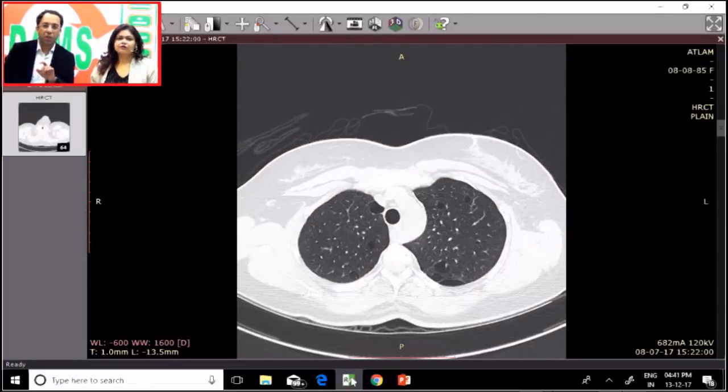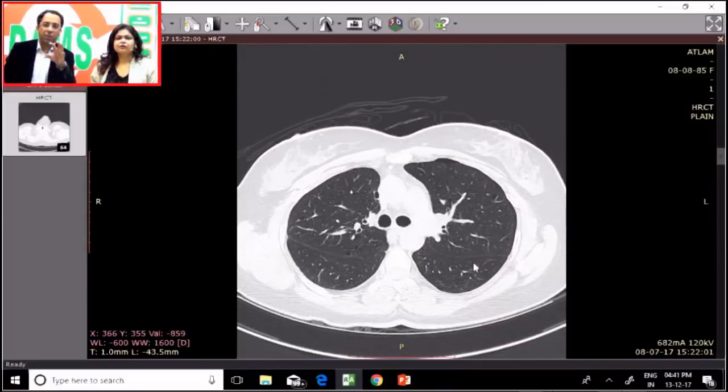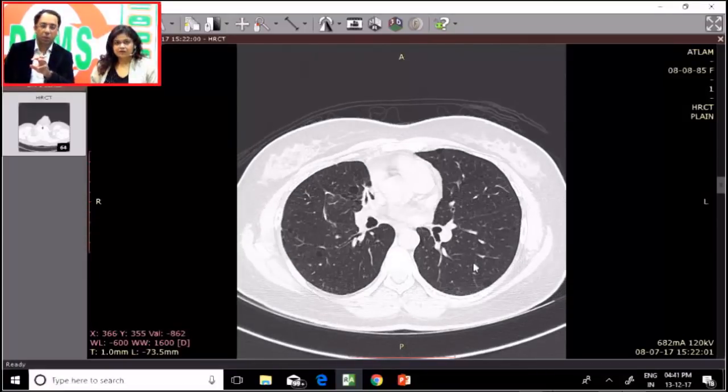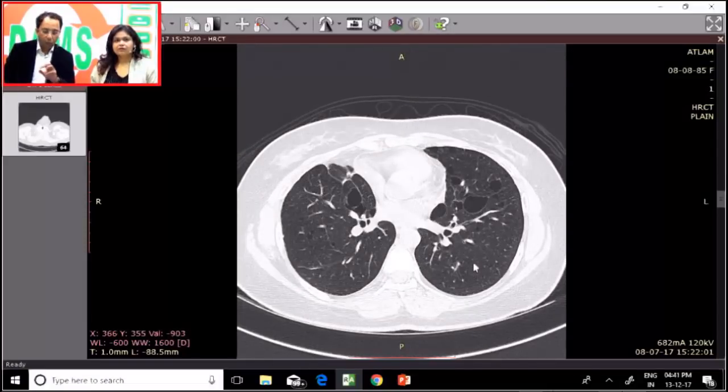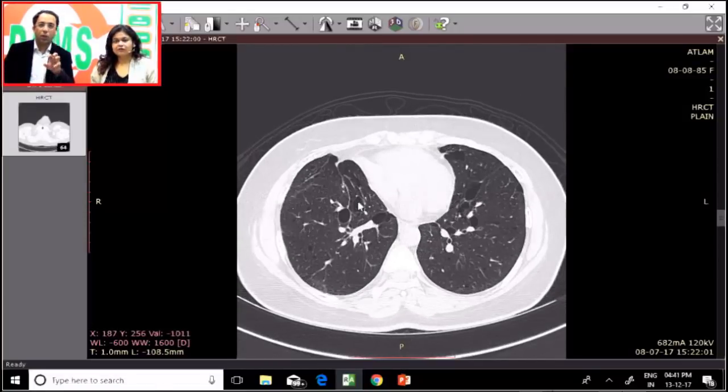In between you start to see, I'm sure you are able to see some small thin walled cysts in both the lungs. They're scattered in both the lungs. It is not like it is more in the apex, they're scattered in both the lungs, multiple thin walled cysts. I'll show you more once I go down, and they're more in the lower lobe. If you see, they're more in the lower lobe.